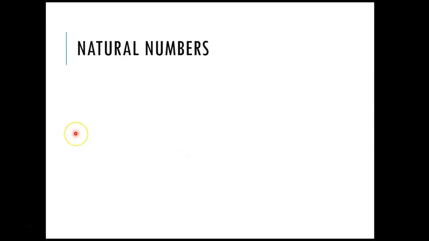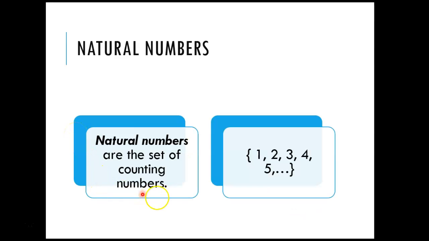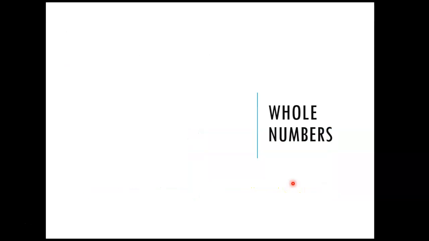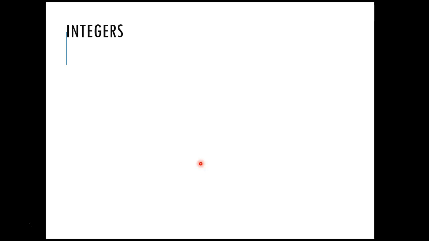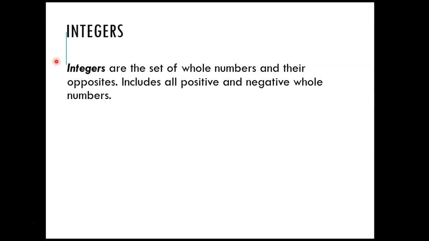Let's review natural numbers. Natural numbers are the set of counting numbers such as 1, 2, 3, 4, 5, and so on. Next, we're going to move on to whole numbers. Because this is review, I'm going to go a little fast. Whole numbers are the set of numbers that include 0 plus the set of natural numbers. So remember with whole numbers, you can include the 0: 0, 1, 2, 3, 4, 5, and so on. Integers were introduced last year. Integers are the set of whole numbers and their opposites, including all positive and negative whole numbers. For example, -3, -2, -1, 0, 1, 2, 3, and so on.